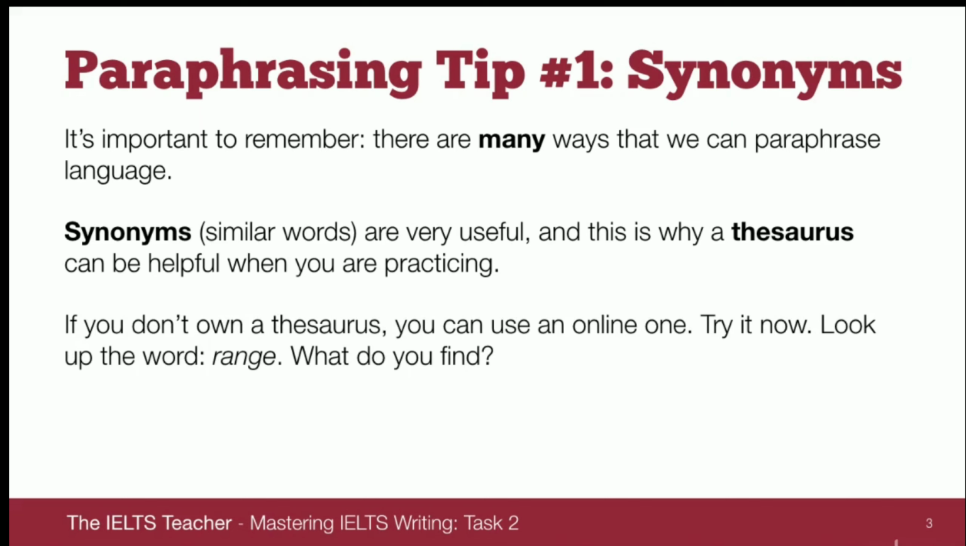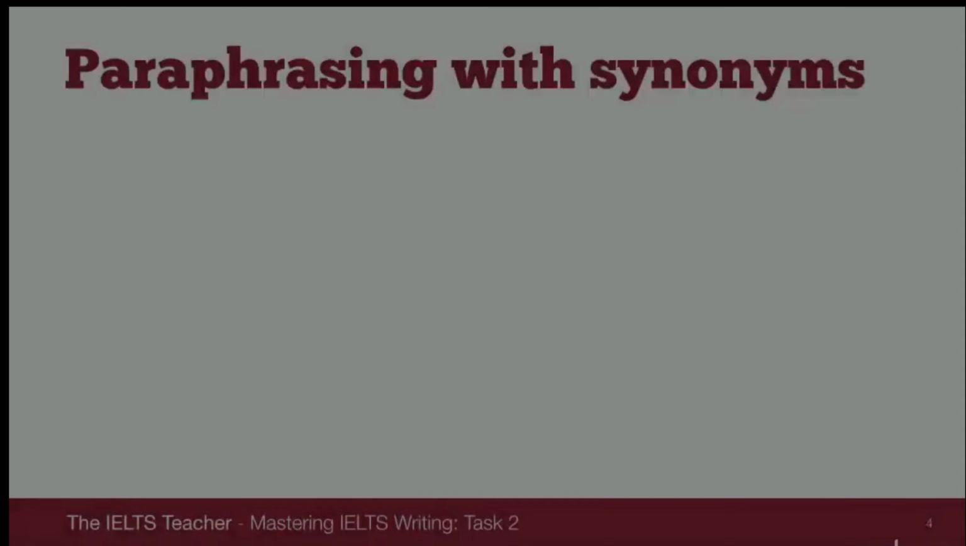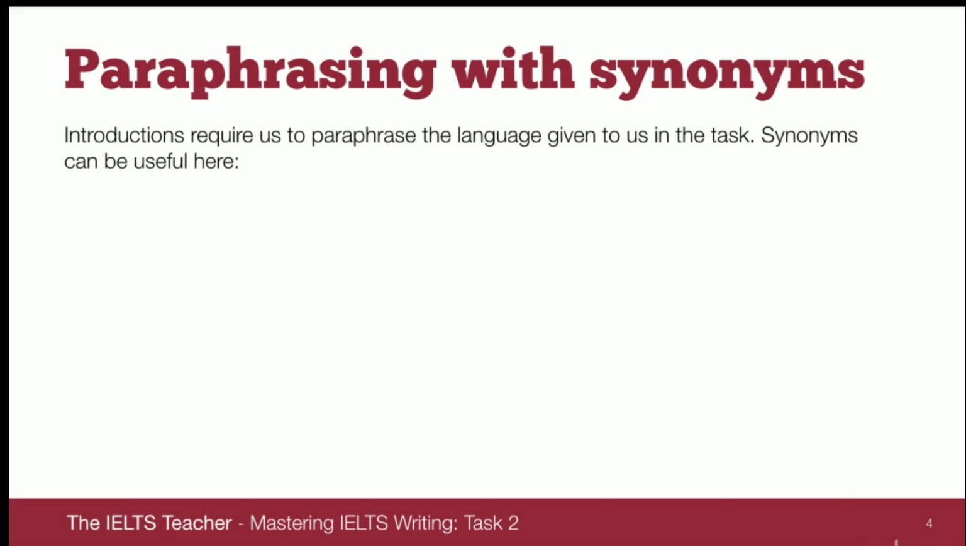So try it now. Look up the word range and then the word synonym. Range synonyms. What do you find coming up? Array, assortment, collection, diversity, mixture, and variety are just a few of the words that appear under the word range. Do make sure you are researching the appropriate context of the word. Range can have a couple of different definitions, so do make sure you're looking at the right context of the word.